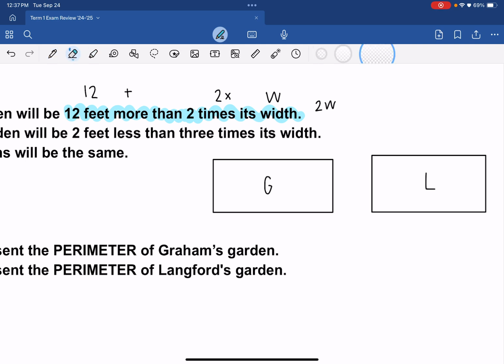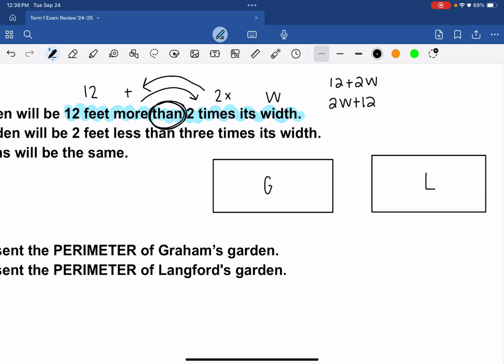So here's the thing on what order you put it in. Because of this word right here, "than" is known as a switch word, meaning whatever comes after "than" now goes first, and whatever was stated before is now last. So instead of 12 plus 2W as my length, it's actually 2W plus 12. So my length is 2W plus 12. And my width is just W because my width is being multiplied by 2 and added 12 to get to the length.